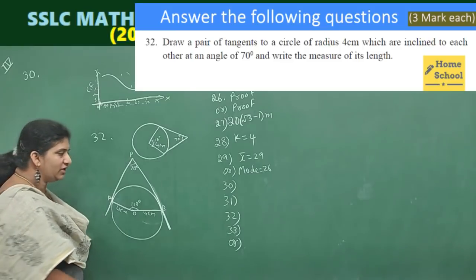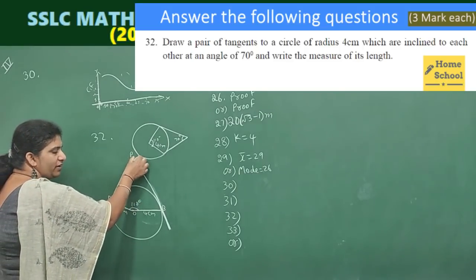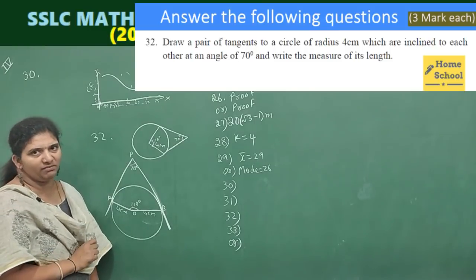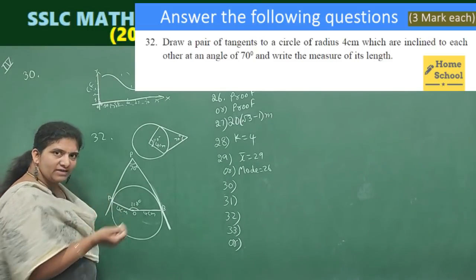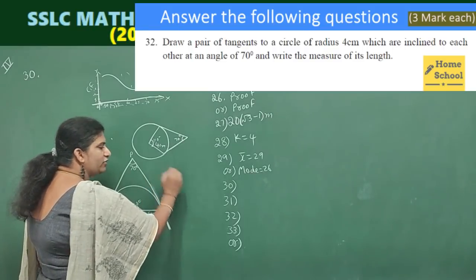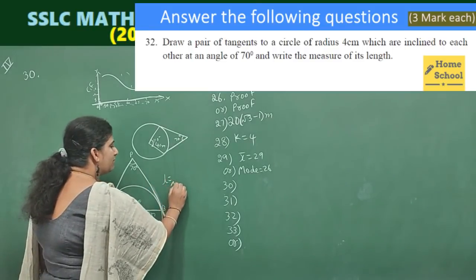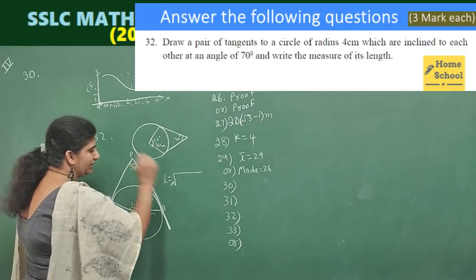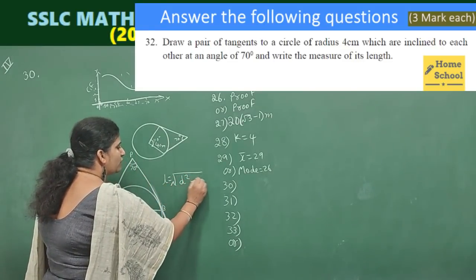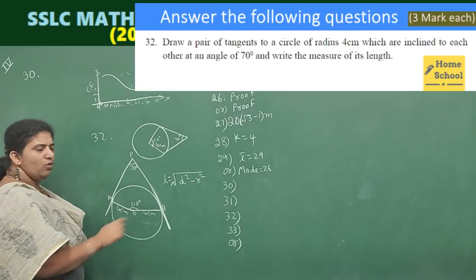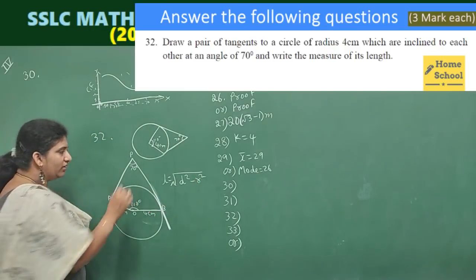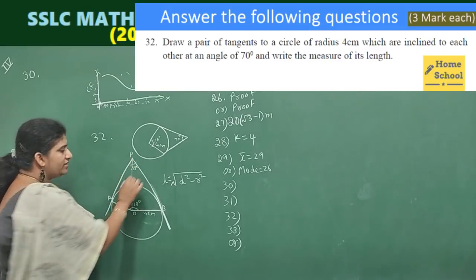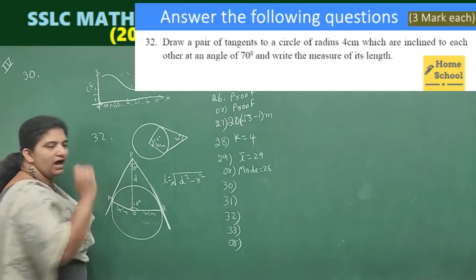Measure of its length means directly you can measure from P to B or P to A, using a scale you can measure. If they ask you to calculate using a formula, you just remember L is equal to, this is the tangent length, L is equal to root of D square minus R square. What is D? D is not diameter. Distance from the external point to the center. This is D.